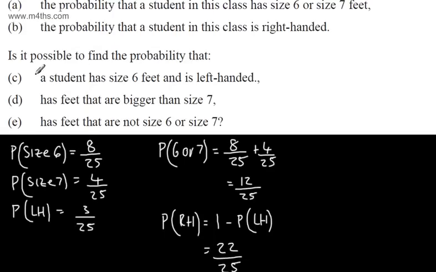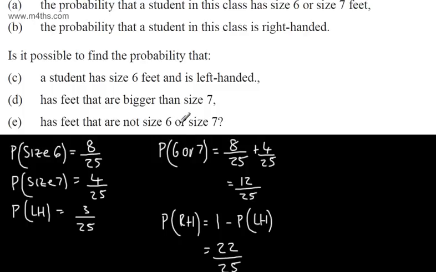Okay, so what we've got here is the following. It says, is it possible to find the probability that C, a student has size 6 feet and is left-handed? The answer is no, as they're not mutually exclusive. D, has feet that are bigger than size 7. The answer is no. We can work out, and I think this is going to be the next question, has feet that are not size 6 or 7.